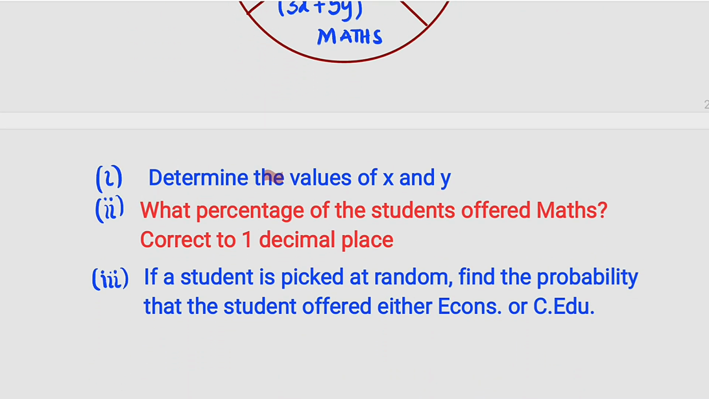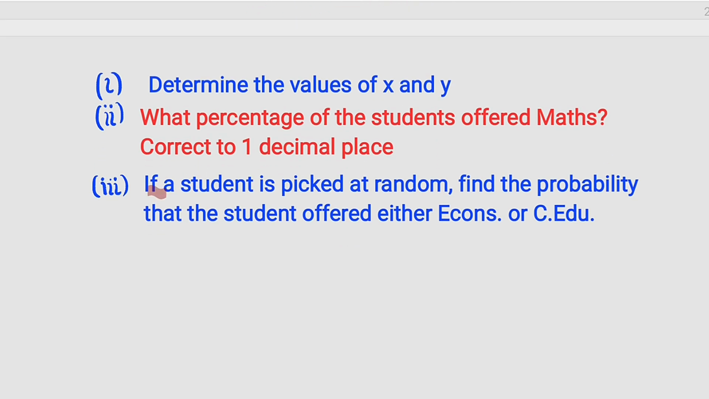Question 1, we are asked to determine the values of x and y. Question 2, what percentage of students offered mathematics, correct to one decimal place? And the last question, if a student is picked at random, find the probability that the student offered either economics or civic education.